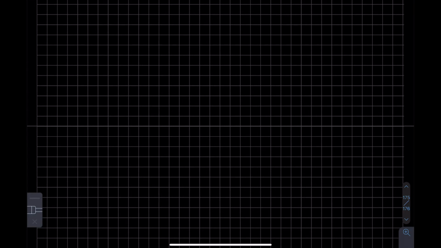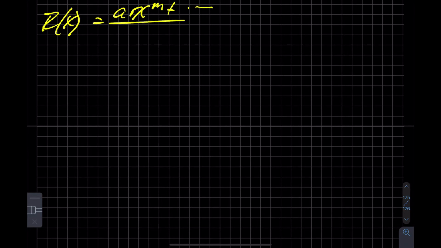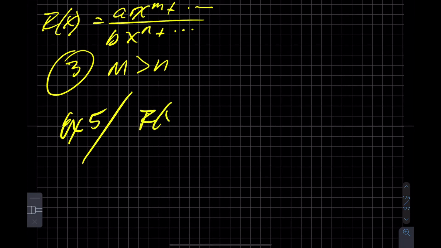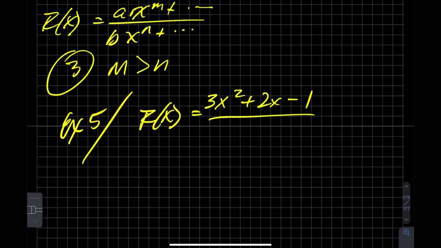scenario or circumstance 3. Again, we're still working with r of x equals a x to the m over b x to the n. But in this case, we're looking at circumstance or scenario 3 where m is greater than n. So the numerator has a greater degree than the denominator. And so example 5 is r of x, and I didn't write one out for this. So let's say 3x squared plus 2x minus 1 over x plus 2.